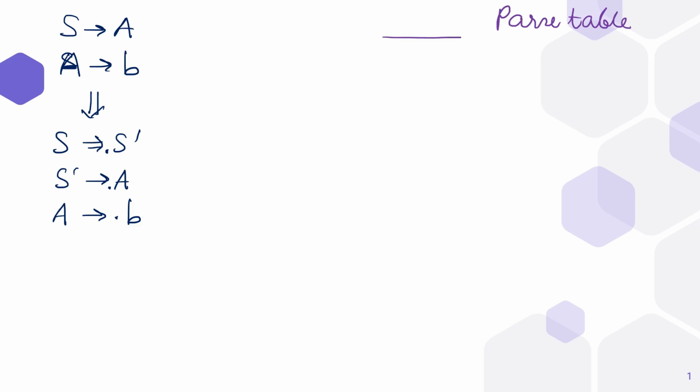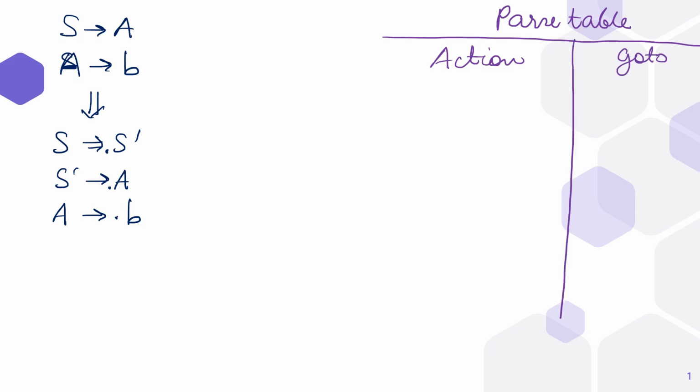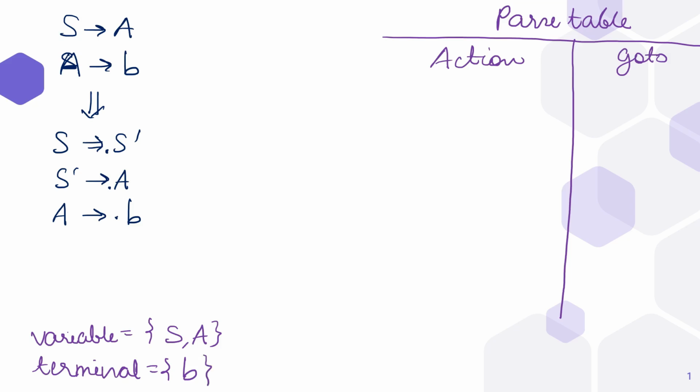So a parse table contains two sections. The first section is called action and the other section is called goto. In goto we mention the variables. So what are the variables? Let me write the variables here. The variables are the capital letters that we use in our grammar. So the variables are S and capital A, right? Terminals are the small letters that we use in our grammar. So what are the terminals in our particular grammar? That is B. Okay. In action, we write the terminals and we write the dollar. So now we have successfully created the parse table.